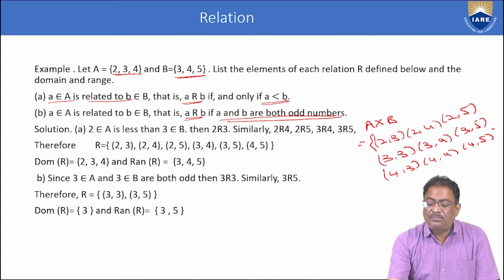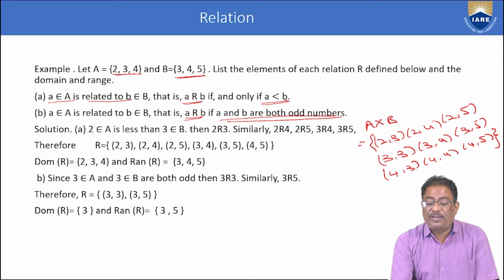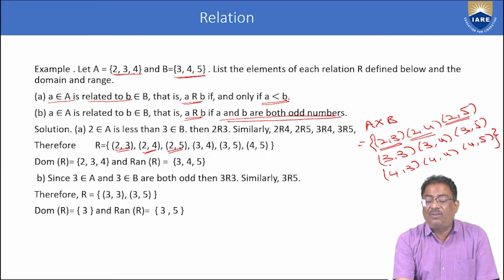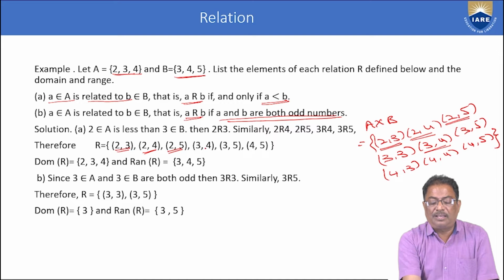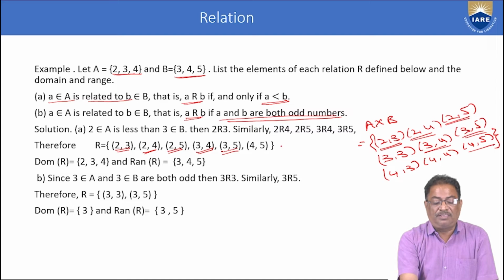Now, here we have to select the pairs where A is less than B, where it's satisfying the property. So this is 1: 2, 3. Then another one is 2, 4, which will be there. Then another one is 2, 5, which will be there. And 3, 3 will not be there because 3 is not less than 3. So 3, 4 we have to consider because the first element is less than the second element. 3, 5 is also going to be considered. And next, 4, 3 will not be considered. 4, 4 will not be considered. 4, 5 is going to be considered.